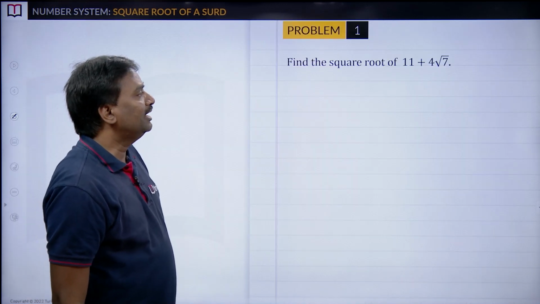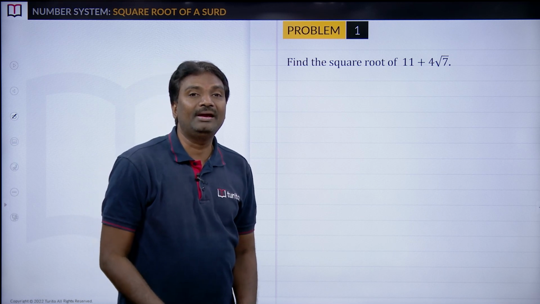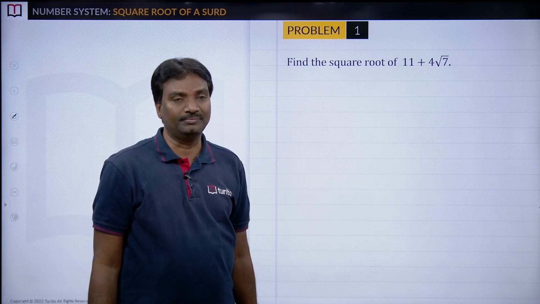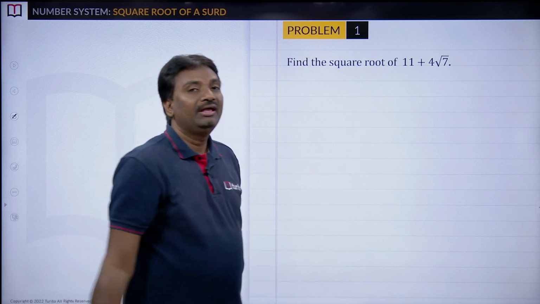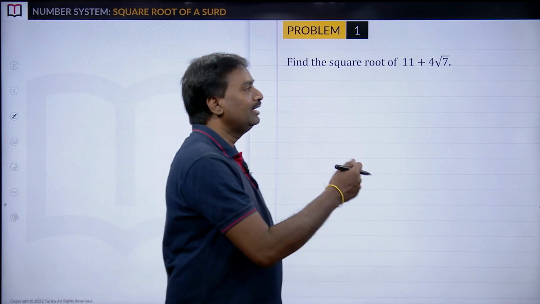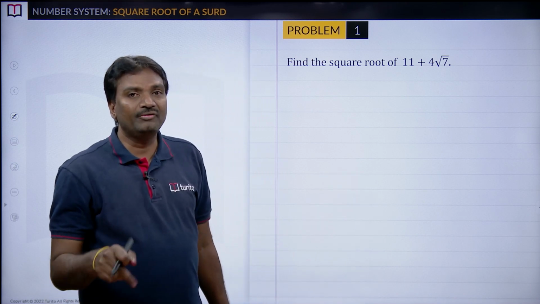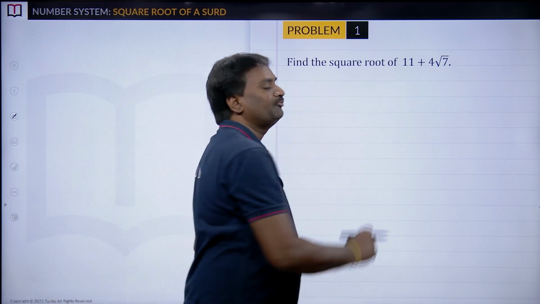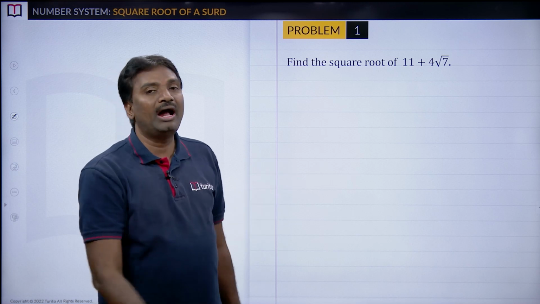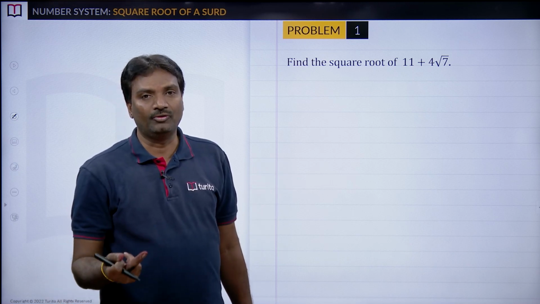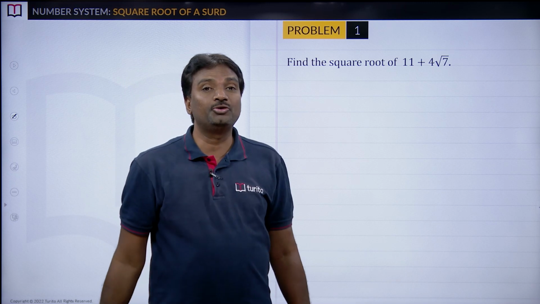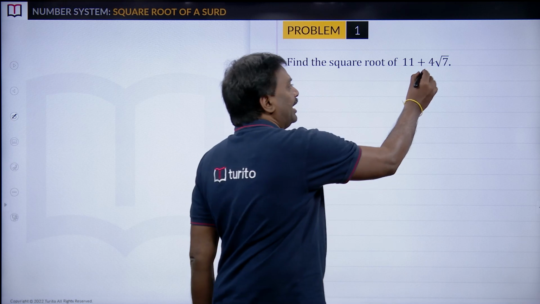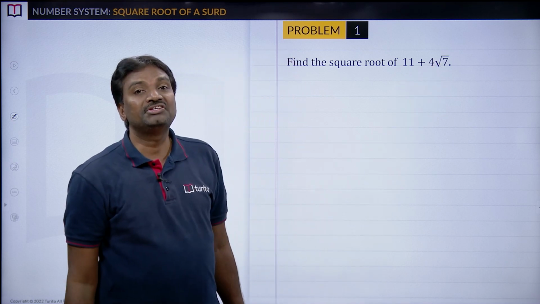Problem 1, find the square root of 11 plus 4 root 7. So this is the given surd, clearly in the form of a plus root b. By observing the previous slide, we have a plus root b or a minus root b. Here we have 11 plus 4 root 7. If we write 4 under the square root, that should be 16, because root 16 equals 4. So by writing 4 under the square root, you will get 16 into 7.